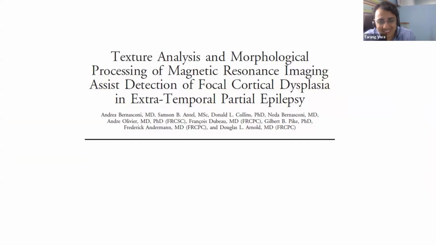So starting with the true topic of discussion, image post-processing. Image post-processing happens when you provide a trained technician, engineer, or surgeon with a good quality MRI, 3D T1 and 3D FLAIR sequences. Once you provide these, they will go through a certain sequence of processing the image, and that is what we call image post-processing. Starting with the first post-processing method, we have texture analysis.